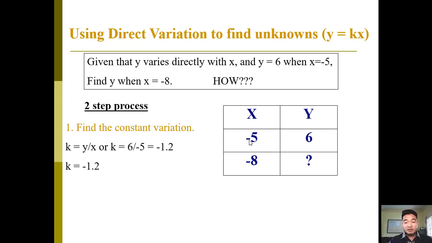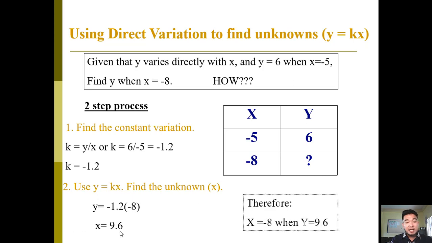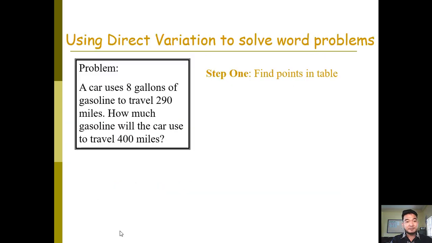Then you go back to the original equation, y is equal to kx. And then substitute the value of k and the value of x. So you have negative 1.2 here times negative 8. You multiply negative by negative is equal to positive 9.6. So that means x is negative 8 when y equals 9.6.